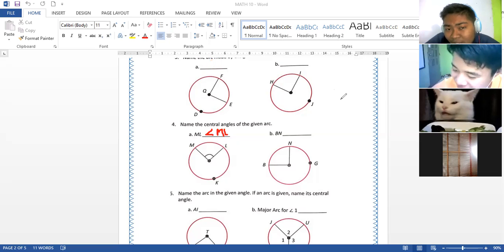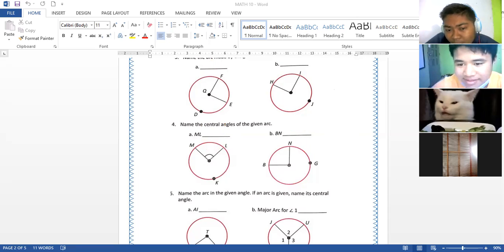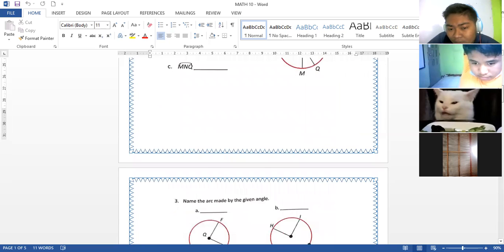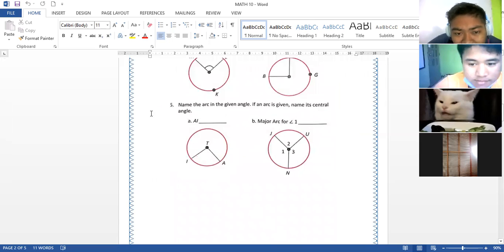Pero pag sinulat yung letters lang, syempre, mali. Nakuha? For number 4. For number 5 naman, ang gagawin, name the arc in the given angle. Ito. Name the arc in the given angle. If an arc is given, name its central angle.